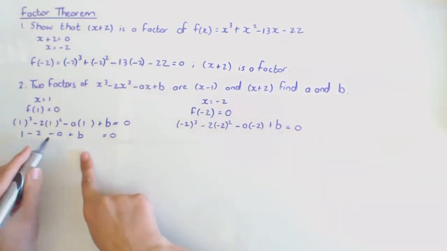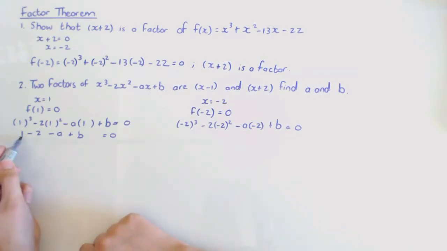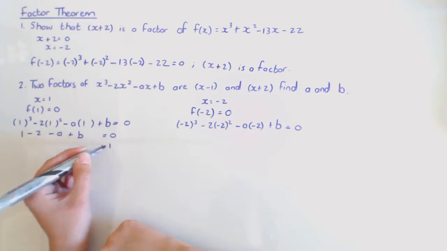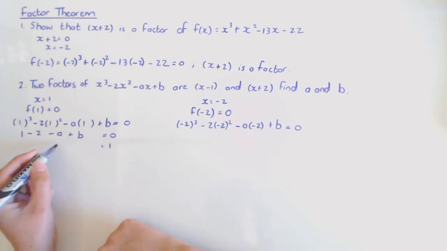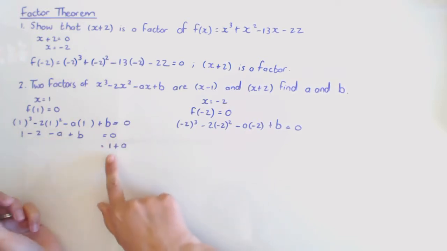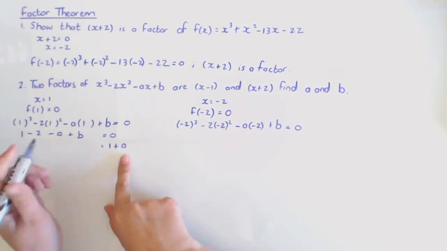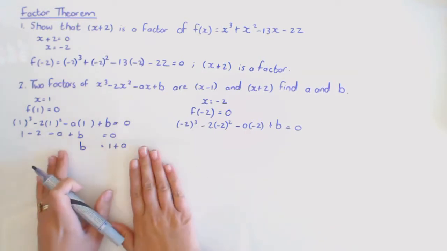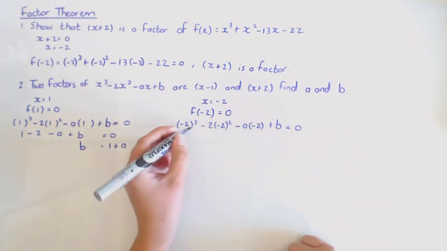Then this means that 1 minus 2 is -1. I'm going to take that over to the other side so that it's +1. And I'm going to take this -a to the other side also so that it's 1 plus a. And then the b is on this side. So I have an equation in terms of a plus b on this side. Let's look at this one.